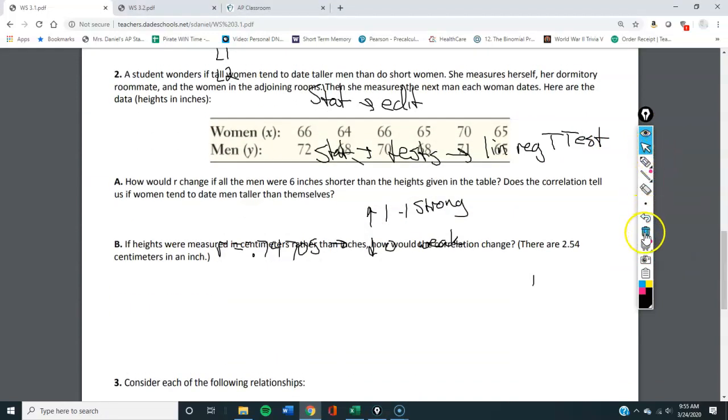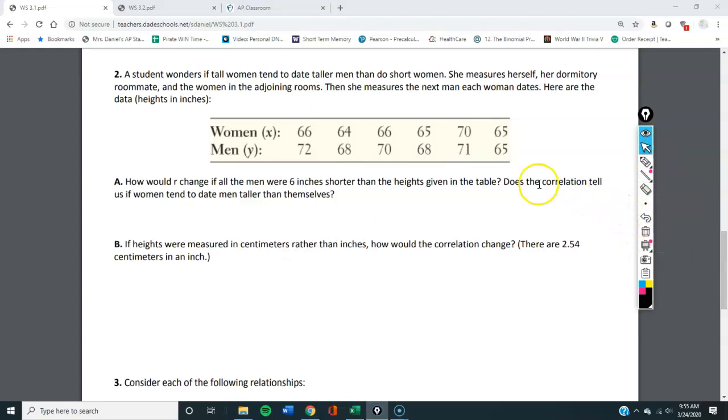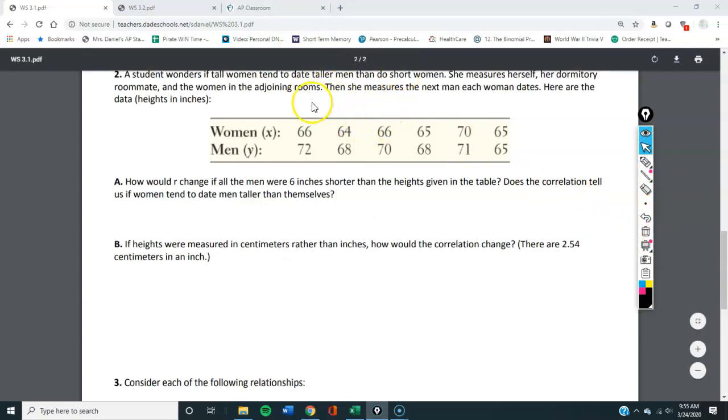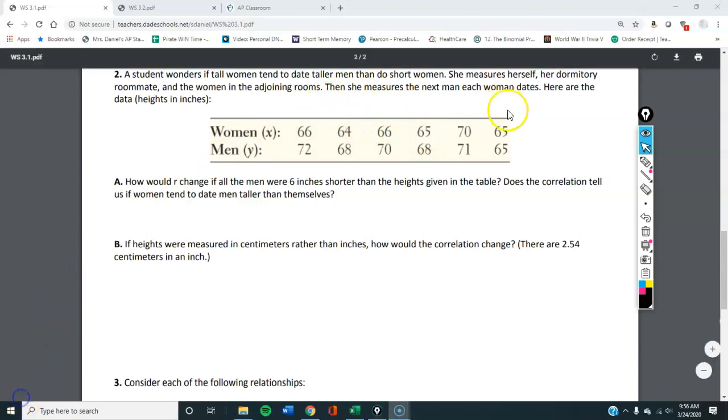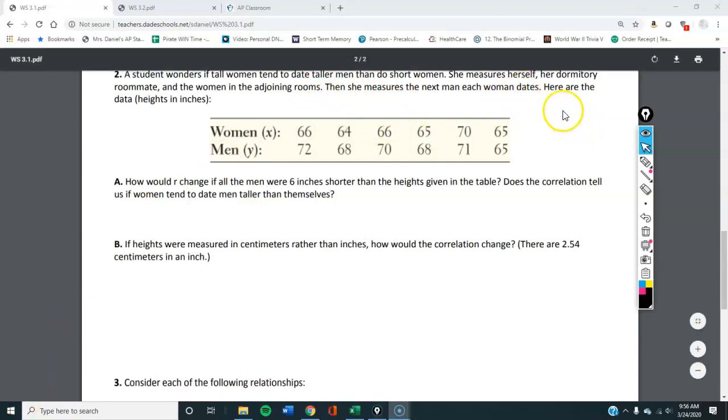All right, let's take a look at this beast. A student wonders if tall women tend to date taller men. So she measured herself and her dorm roommates and measured the men they date. That's what you do on a first date. You see how tall they are.